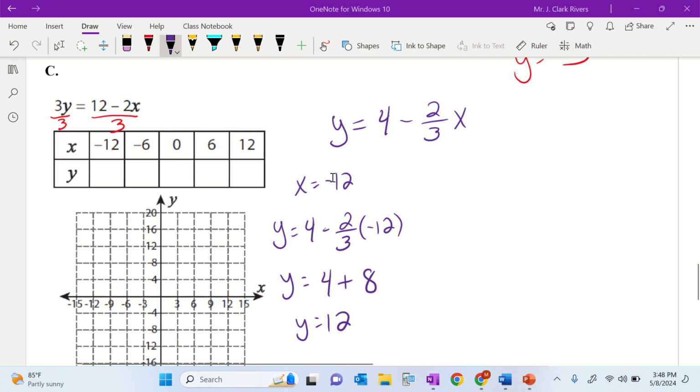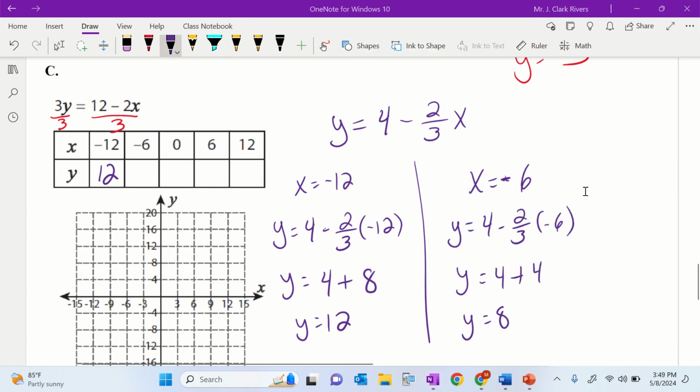First off, x equals negative 12. So y equals 4 minus 2/3 x. X is negative 12. All right, so we have a negative times a negative, which is going to be a positive. 2/3 of 12 is 8. So we get 4 plus 8, y equals 12. So when x is negative 12, y is positive 12. What about when x equals negative 6? Again, you sub in negative 6 there. A negative times a negative is a positive. 2/3 of 6 is 4. So we get 4 plus 4, y equals 8.